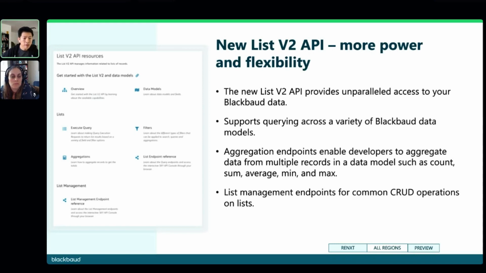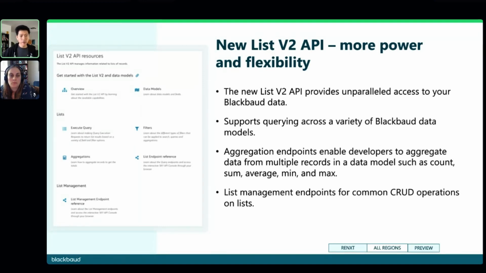All right, so let's switch gears and talk about the List v2 API. This is super exciting. It's currently in preview. So at the end of 2019, I think we introduced the first List API, and that had some basic functionality. You could get a list of lists and get those IDs and plug it into the other list endpoints to return the records that appear in those lists that were created within RENXT.